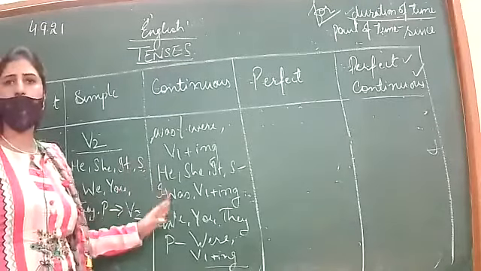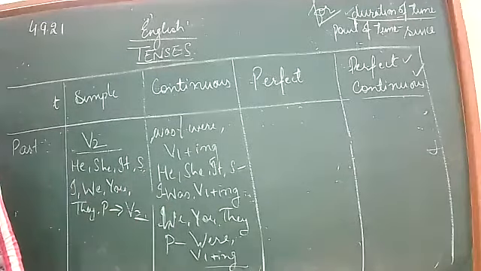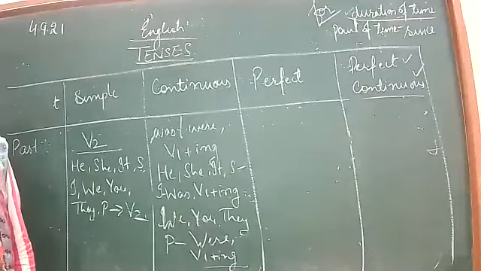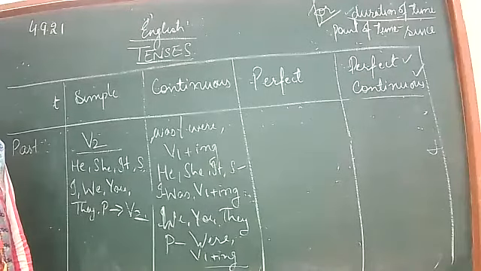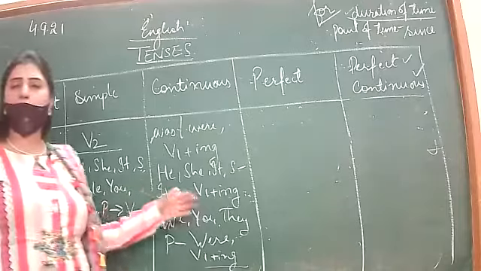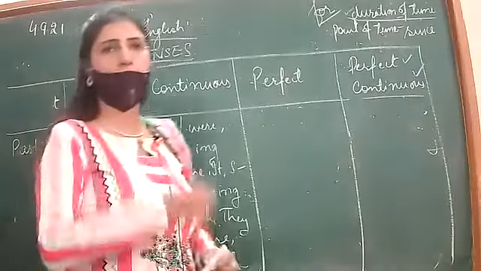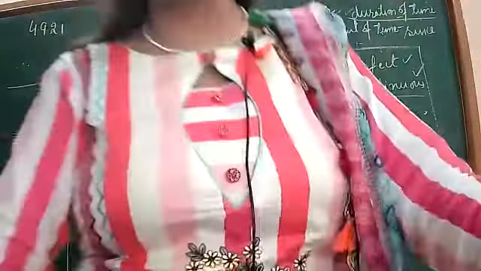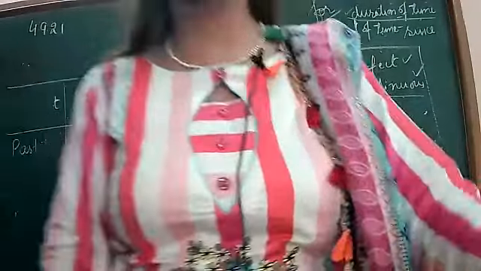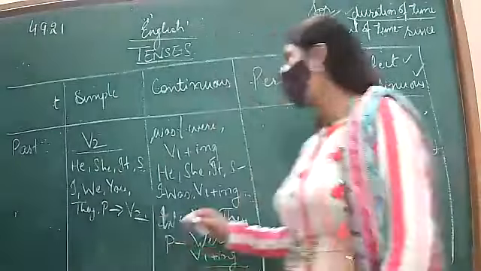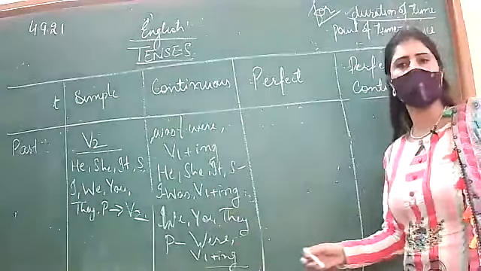Okay. For example, Ria was dancing beautifully in the concert. Okay. The girls were performing very well during the annual performance. Okay. Right. So in this manner, you will use continuous tense.